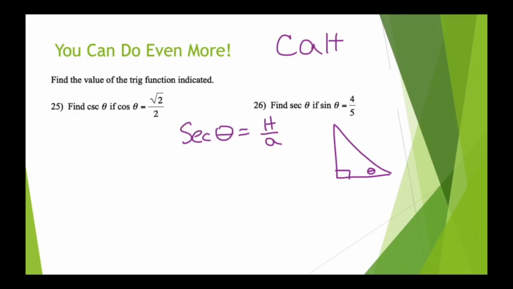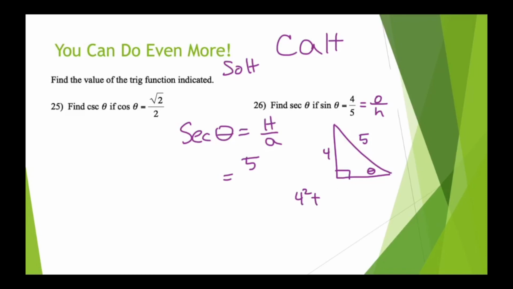Sine, for that's the part, is the opposite over the hypotenuse. The opposite is 4, and the hypotenuse is 5. So 4 and 5. We have the hypotenuse of 5, but we don't have the adjacent. We're going to have to do the Pythagorean Theorem.